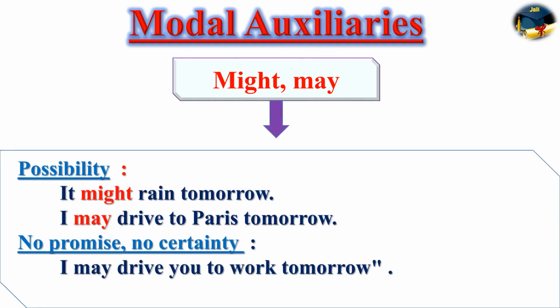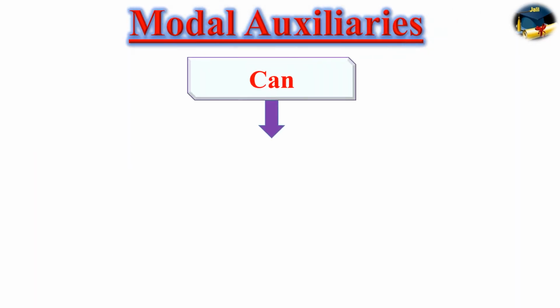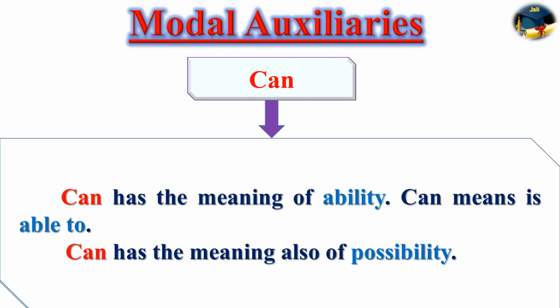Possibility: it might rain tomorrow. I may drive to Paris tomorrow. No promise, no certainty. I may drive you to work tomorrow. Okay? Okay, then we have can. Can has the meaning of ability. Can means is able to. Can has the meaning also of possibility.